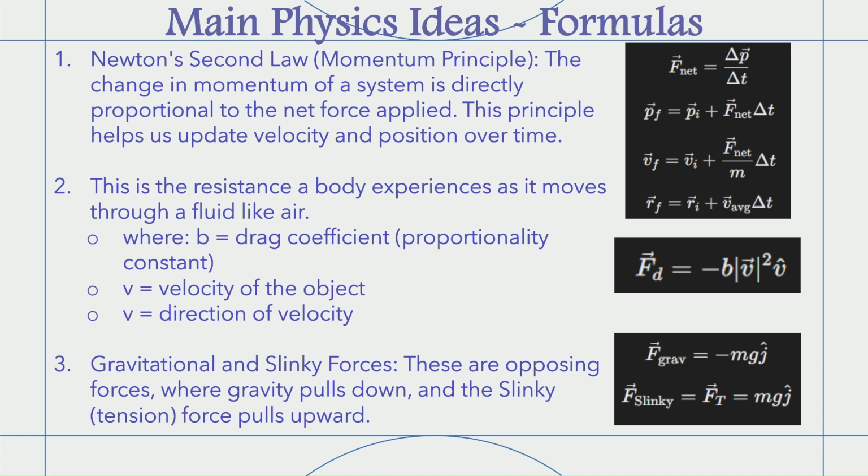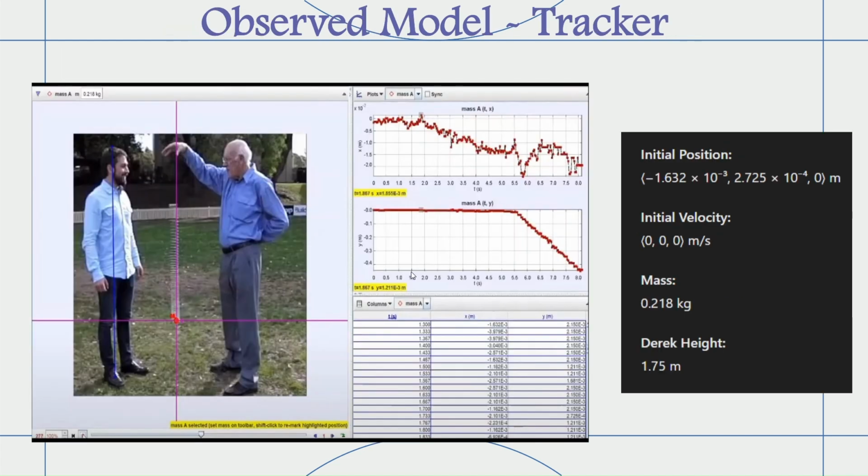Finally, we take into account the gravitational force and the slinky's tension force. The gravitational force acts downward, calculated as mass times the acceleration due to gravity. On the other hand, the tension within the slinky exerts an upward force, balancing out gravity to some extent. These forces together determine the behavior of the slinky, especially in understanding whether the bottom part remains stationary or not during its descent.